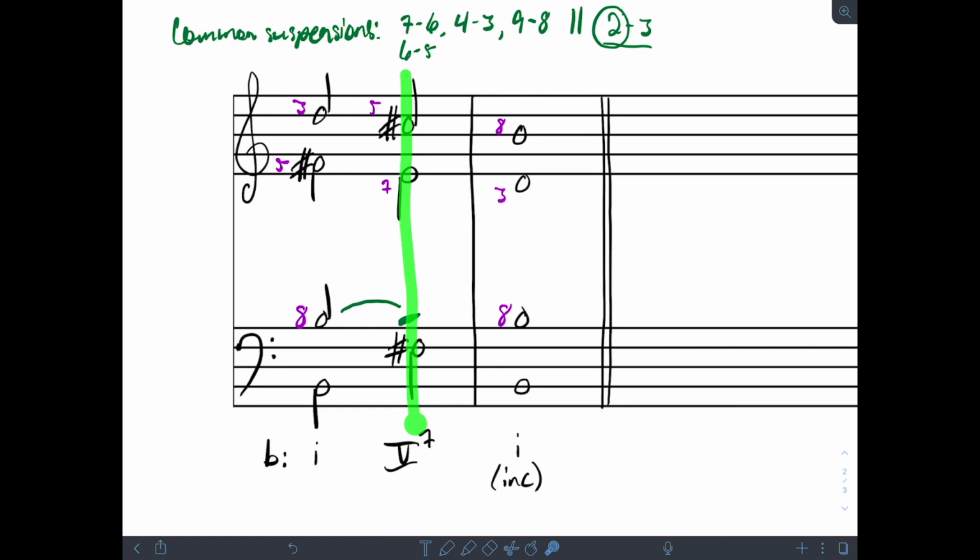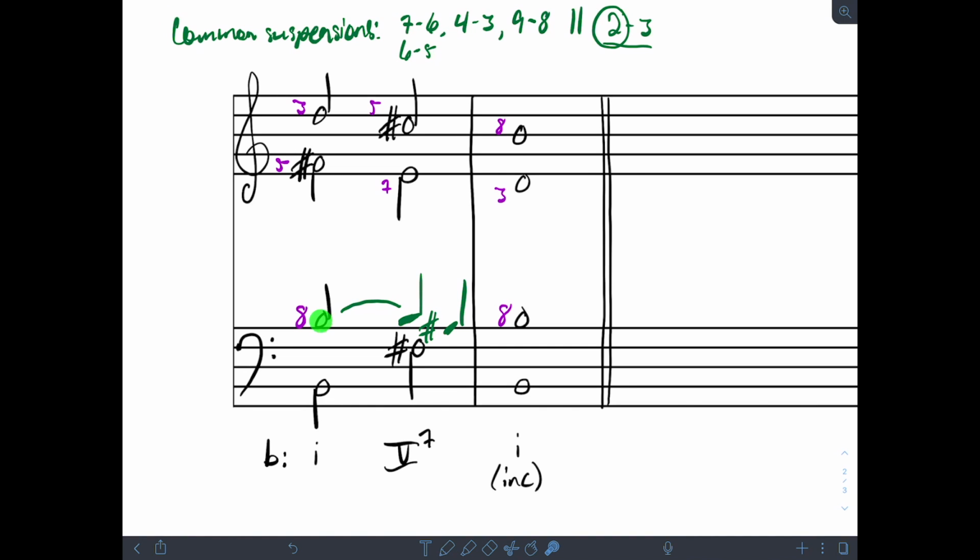So that's why we call it a suspension, because it suspends, or it stays in place. And then finally what we'll do is we'll resolve that B down to an A sharp, which is now the chordal pitch. Okay, so it's a suspension.